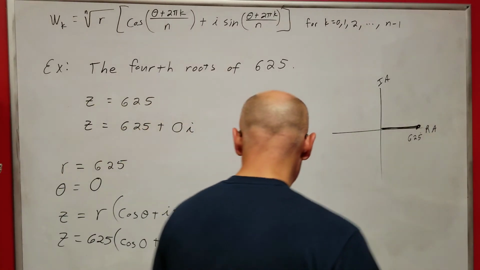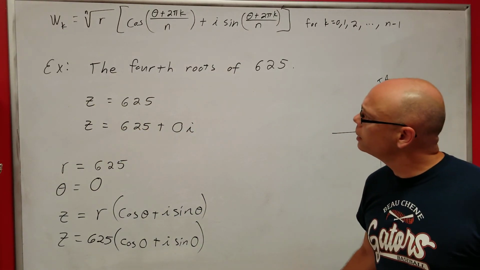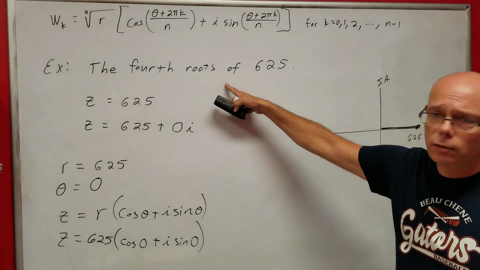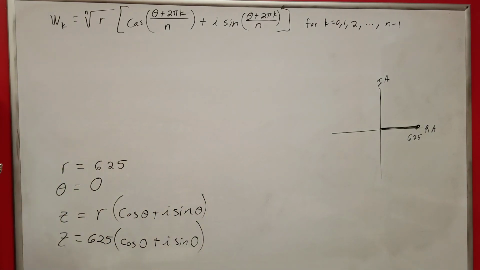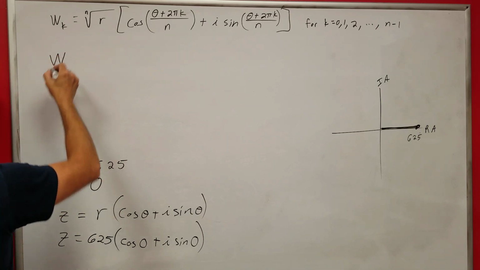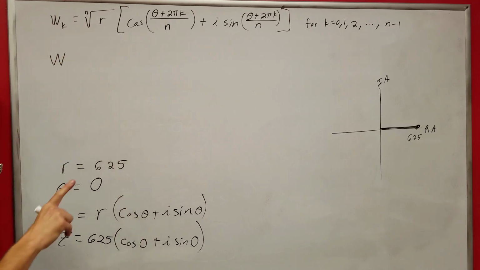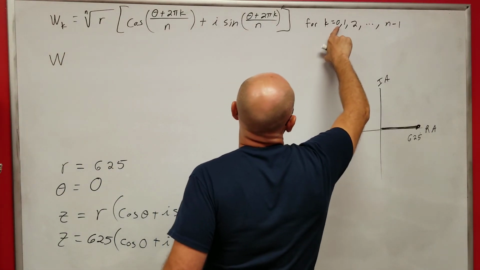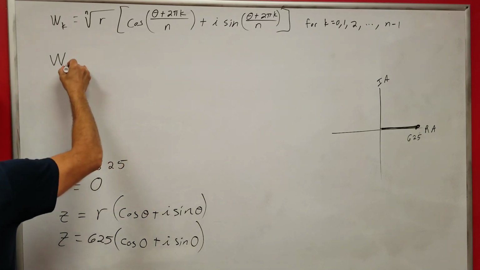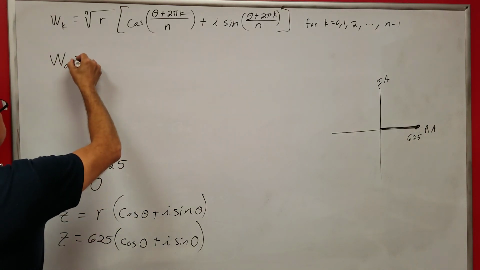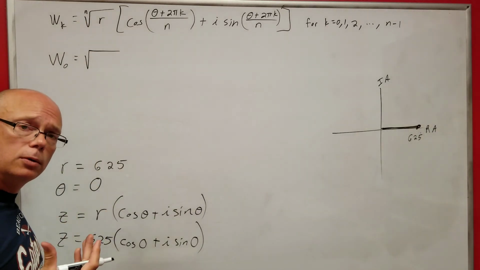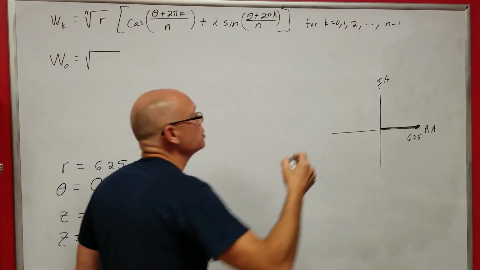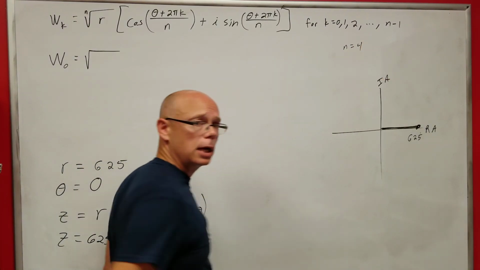Now, what does it want me to do? Find the complex roots. So I want to find the fourth roots of 625. What am I going to do here? I'm going to use this formula right here. For my first root, w subscript k, where does k start? k starts at 0. So my first root, we're going to call w subscript 0, is equal to the nth root of r. What is n in this case? Which roots do they tell us to find? The fourth roots, so n will equal 4.